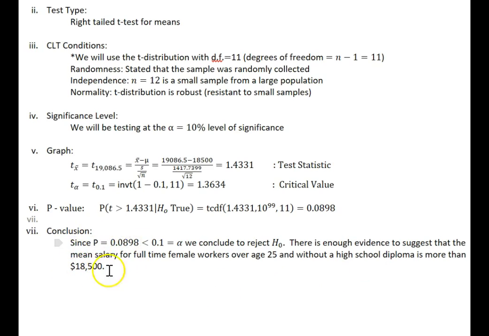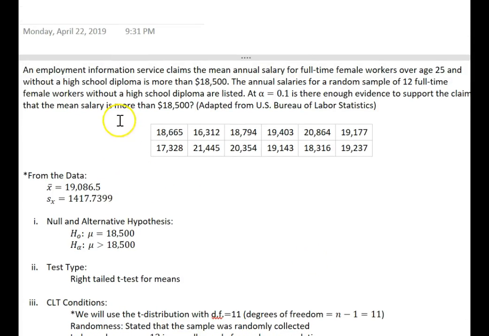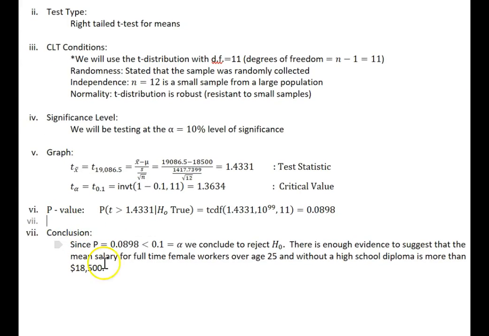I again need to state my conclusion. Not only what am I doing, I'm rejecting this null hypothesis, but what does that mean, right? I need to be able to talk about what that means in the context of my question, okay? So the next thing that we need to do is talk about our possible errors. We talk about conclusions, then we talk about things that maybe we got wrong.